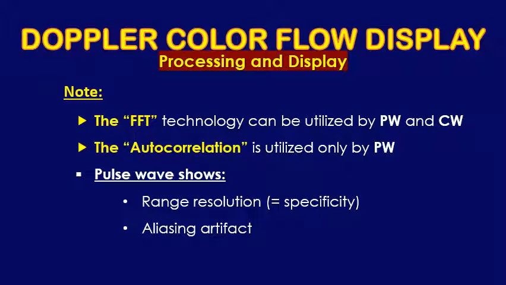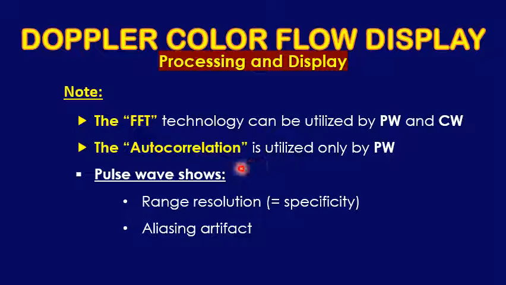Some important facts that we need to know about the difference between the fast Fourier transform and autocorrelation. Fast Fourier transform, as we see here, can be utilized with the pulse wave Doppler and continuous wave Doppler. For continuous wave Doppler, the technology used is again the fast Fourier transform. But autocorrelation is used only with the pulse wave. I cannot use autocorrelation with the continuous wave. With continuous wave, we have no image to be colorized. So this is one thing to mention.